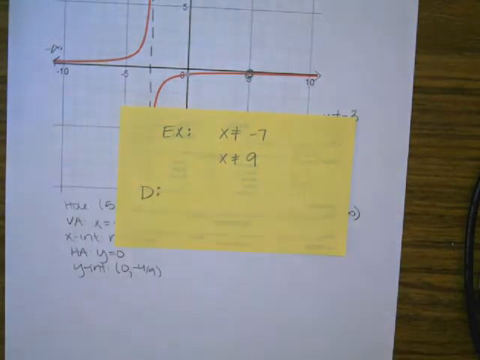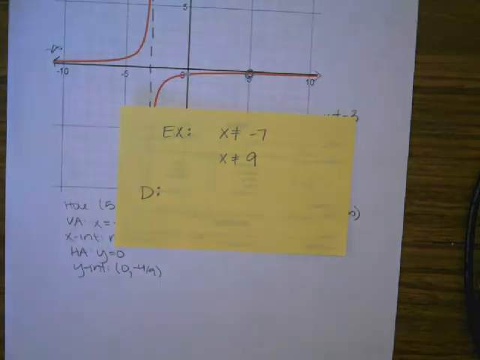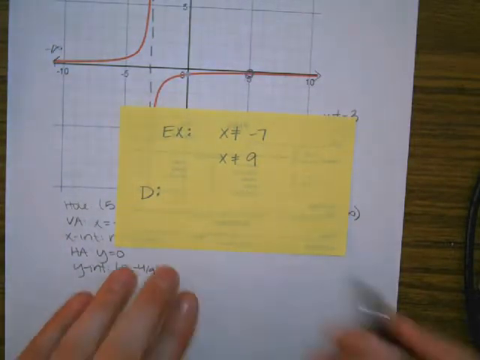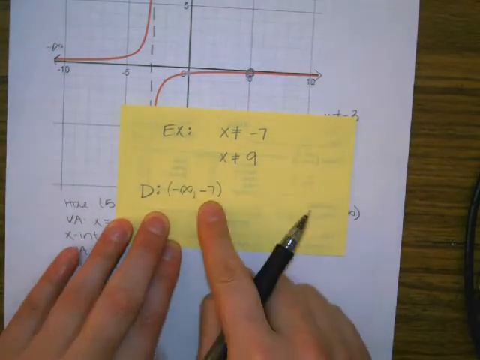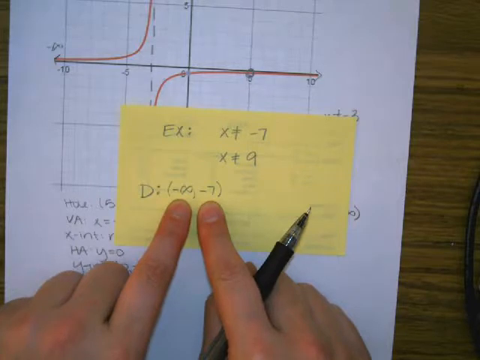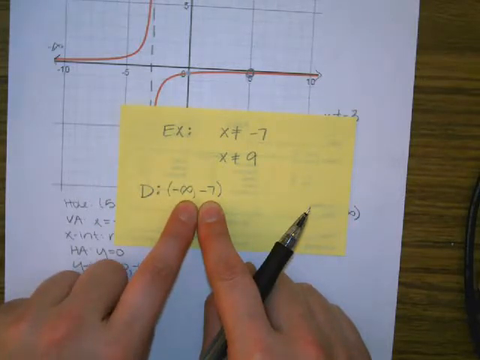X cannot equal negative 7, x cannot equal 9. Okay, does somebody want to tell me the first set of parentheses? Okay, negative infinity to negative 7. So Colin is saying all the numbers that are smaller than negative 7 should work. I agree with that. All right, what's the next answer?